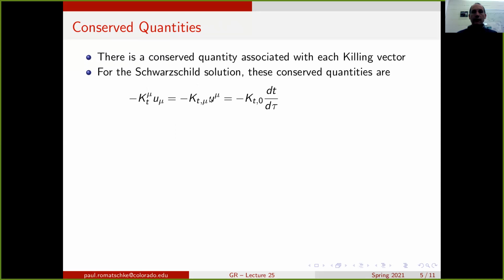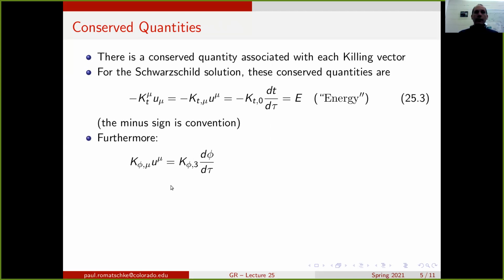This time-like Killing vector, because it's the Kronecker delta mu t, only has an entry when mu is equal to t, or mu is equal to 0. So then this is the combination that survives. So this is u0, which is dt by d tau. And I call this conserved quantity E for energy, because that's the conserved quantity that goes along with the time-like Killing vector. And as I said, the minus sign here is convention, because I want the energy to be positive.